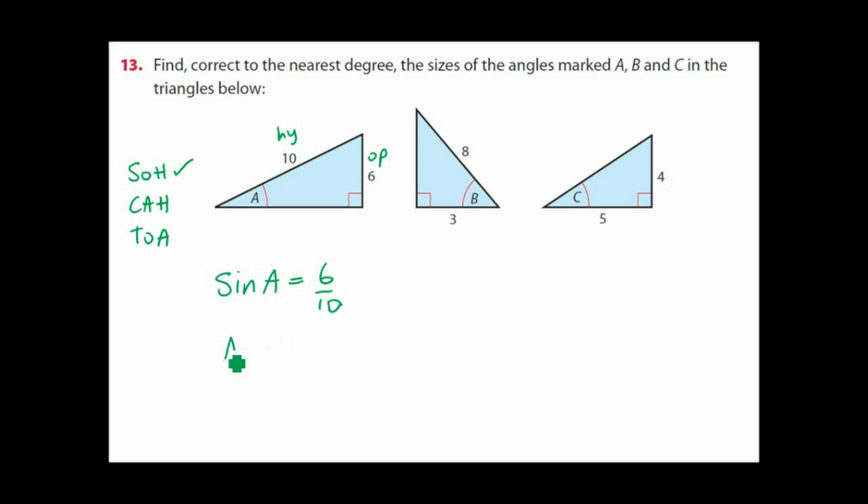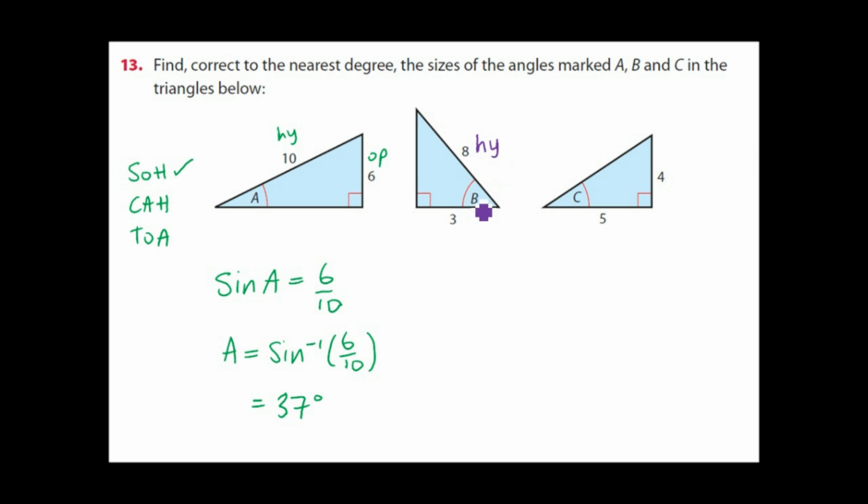Now this is like the question we had a second ago. So to find the angle we always use inverse, so A is the sine inverse of 6/10. Type this into the calculator. Second function sine 6/10, and it works out to the nearest degree as 37 degrees.